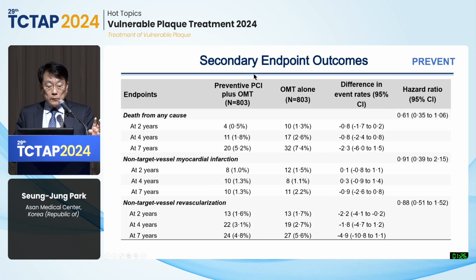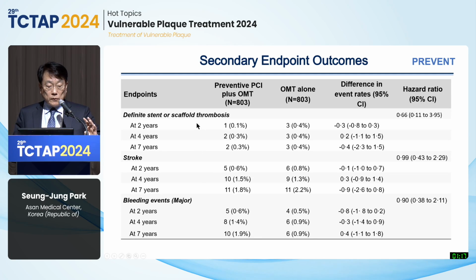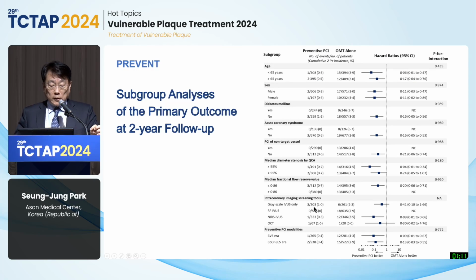If you look at the secondary endpoints: any death, all deaths, no difference. Non-target vessel myocardial infarction, no difference. Non-target vessel revascularization, no difference. Stent thrombosis, scaffold thrombosis, no difference at all. Stroke, bleeding events, no difference at all.